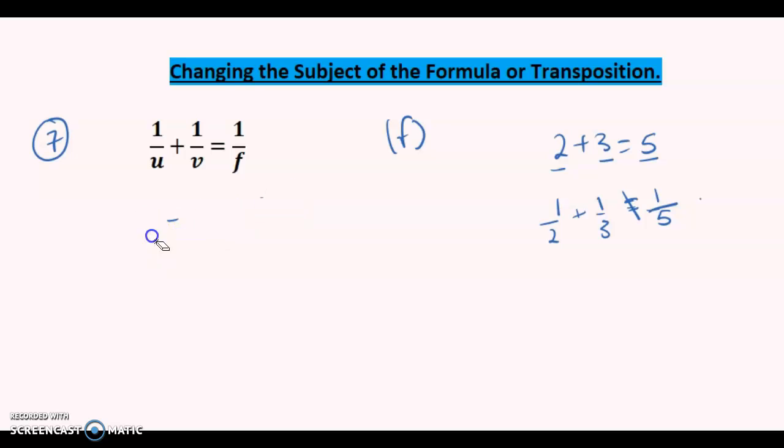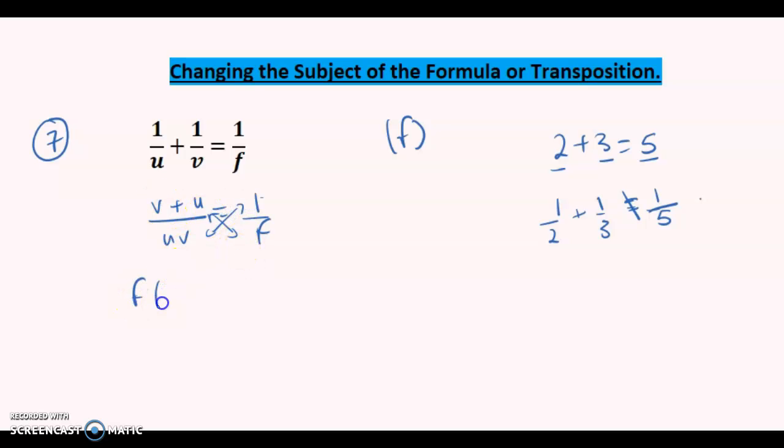So what we need to do instead is find the LCM here. So the LCM here will be uv. u into uv is v. v by 1 is v. v into uv is u. u by 1 is u. So now I have this. Now I could cross multiply.